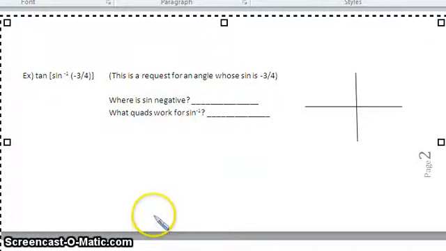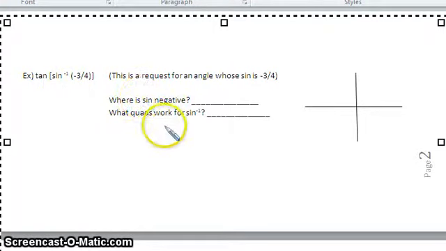Okay, this video will cover the second part of either Trig Notes 1.7 or Pre-Calc Notes 4.7. Remember, the topic here is dealing with inverse functions. So if I'm going to ask you to find the tangent of the sine inverse of negative 3/4, first thing that we want to do is figure out which quadrant this will exist in.